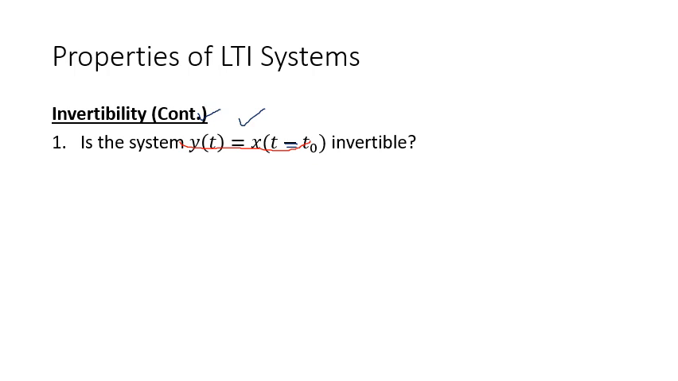So what will be the impulse response of this system? We know the impulse response is defined as the output of the system when the input is impulse. So when input is x of t, it's y of t. When input is impulse, we can write h of t equal to impulse of t minus t naught. So this is the impulse response of this system.